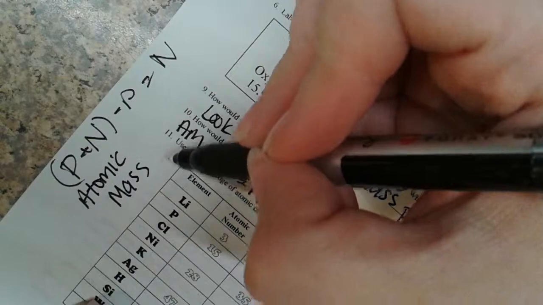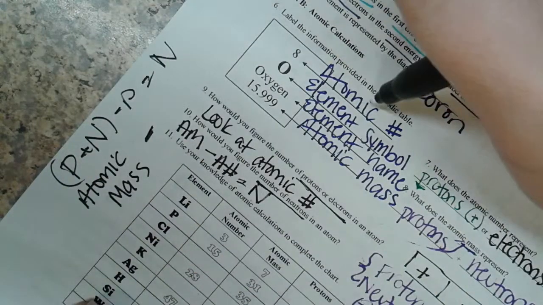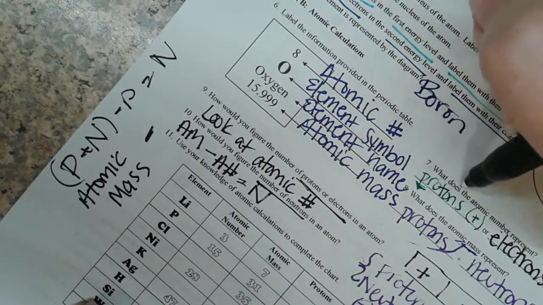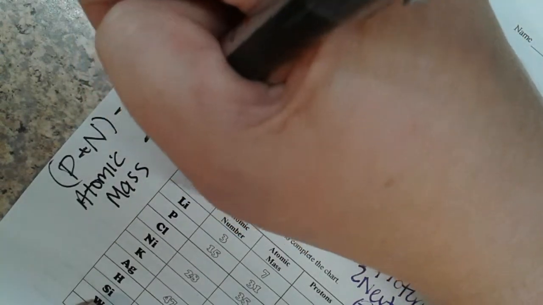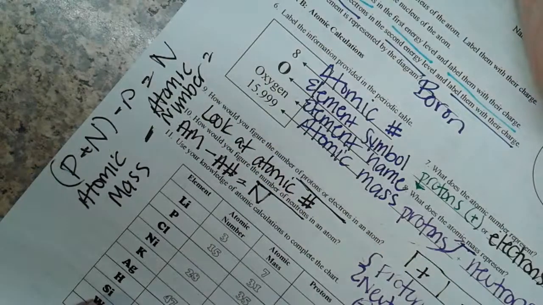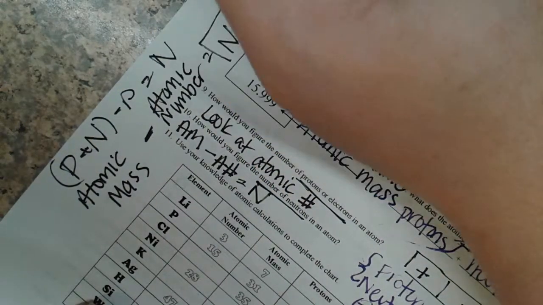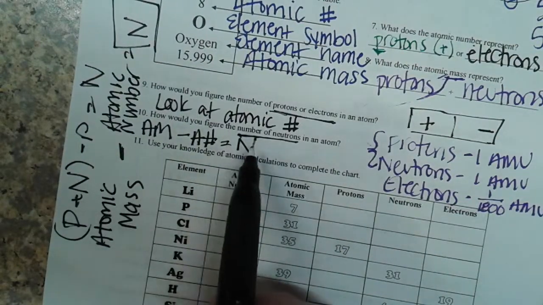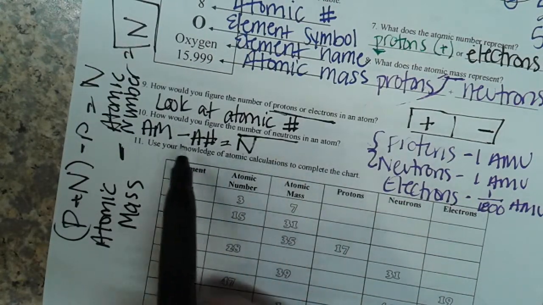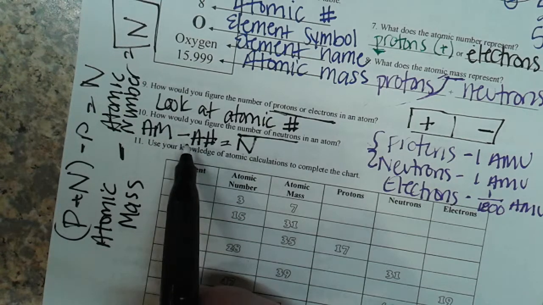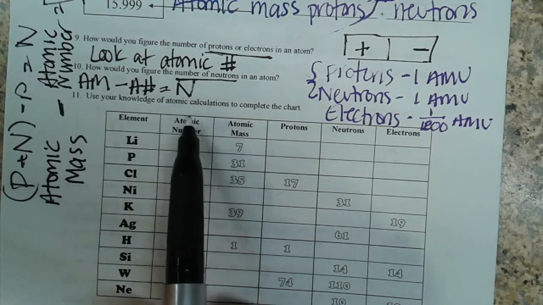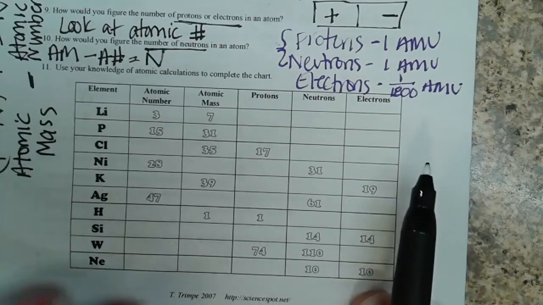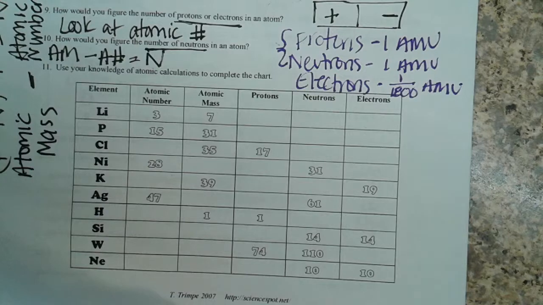So if I take the atomic mass and I subtract out the atomic number, which is the number of protons, this would give me neutrons, which is what we will need. So how would you figure out the number of neutrons? You would take your atomic mass, subtract your atomic number, and that'll give it to you. So now we're going to use our knowledge of the atomic calculations to complete this chart. Hopefully we'll see some trends along the way.